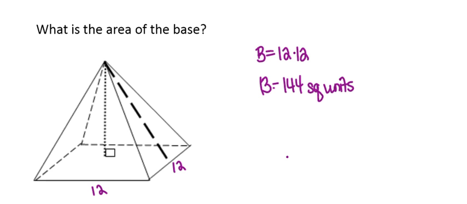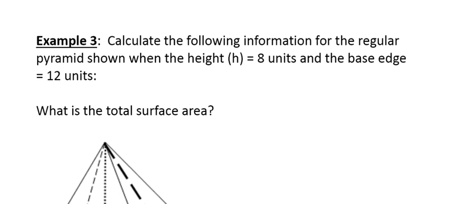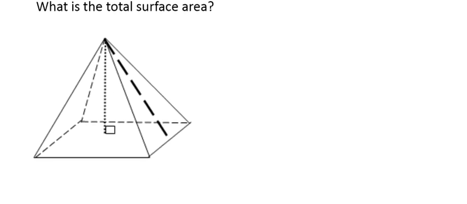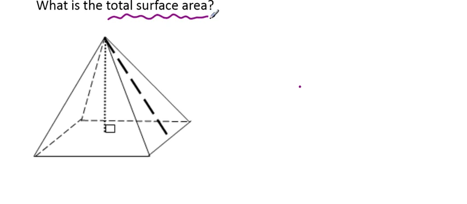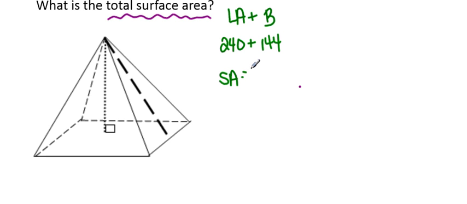The last thing they want us to do is pull all this together. They want us to find the total surface area. So remember that total surface area will be the lateral area plus the area of our base. Well, above we already found the lateral area to be 240 square units, and we determined that the area of our square base was 144 square units. So put those two together, and you'll find that the total surface area is 384 square units.